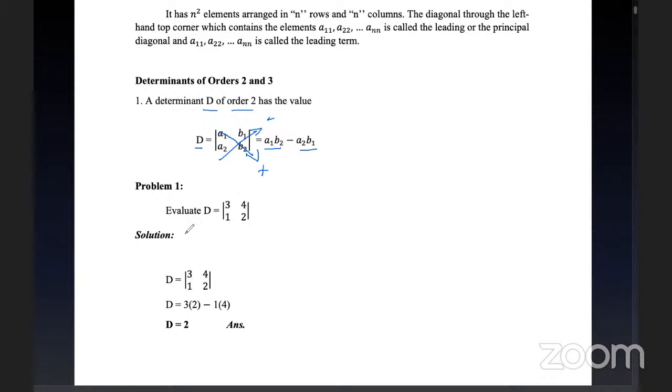So for example, evaluate D equals, and bar yung natin na pag sinabing bar. So we are to determine that scalar value. So 3, 4, 1, 2 yung array of elements natin. So we will be applying this idea here. So 3 times 2 minus 1 times 4. So 3 times 2 is 6. 6 minus 4 is positive 2. So this is now the value of our determinant. Okay, proceed tayo sa next.